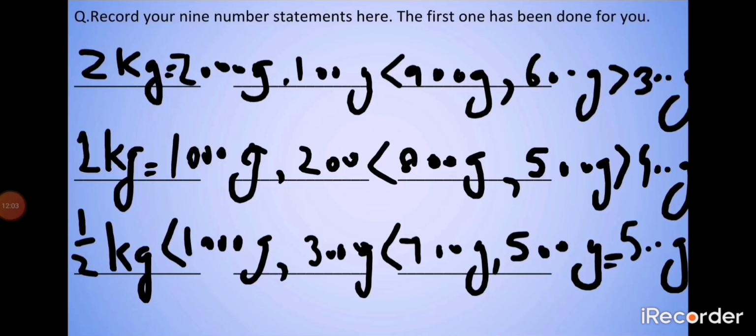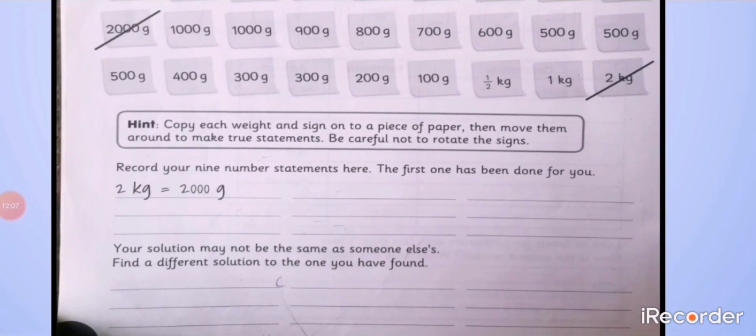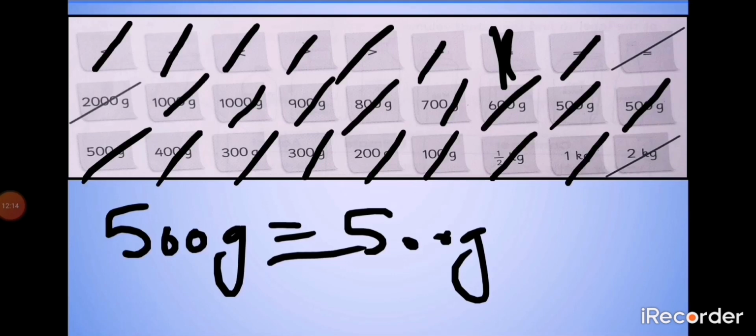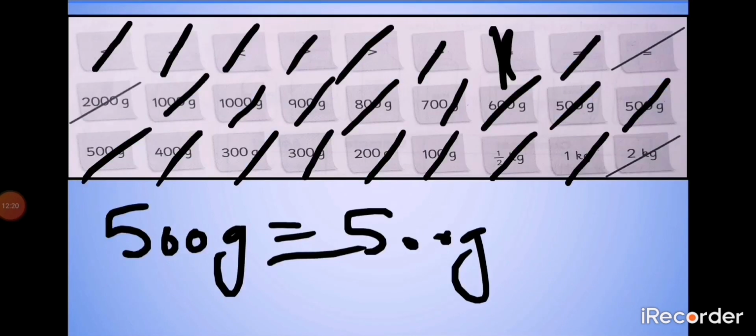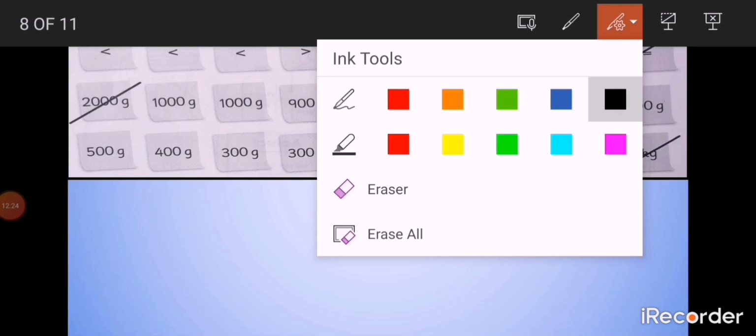So in that way you will do your work on page number 38, first box. There are 9 lines here and you will record your 9 statements here, number statements or measure statements. Now the second part: find a different solution to the one you have found. Now we will choose randomly from these numbers and we will find the different ones.